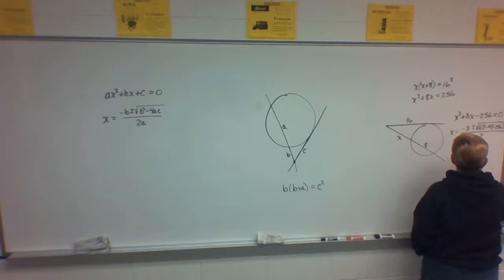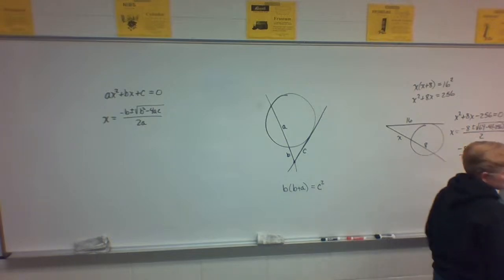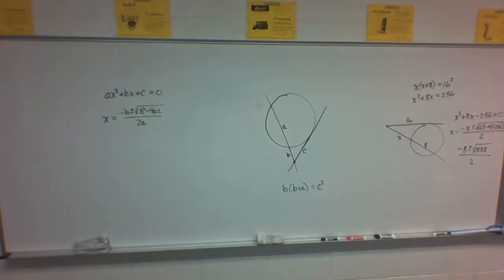Yep. So it's negative 8 plus or minus the square root of 1088 over 2. Is 1088 a perfect square? I don't recognize it. I don't think it is. Nope, it's pretty ugly. Let's see how they want us to answer this. They have it in radical form. They also have it as a decimal.